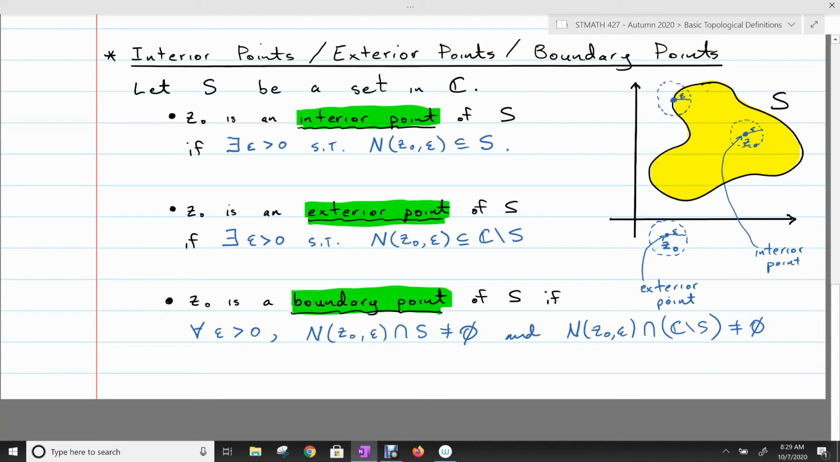No matter how small I draw it, that neighborhood is going to intersect S, but it's also going to intersect the outside of S, the complement of S. So that point would be an example of a boundary point.